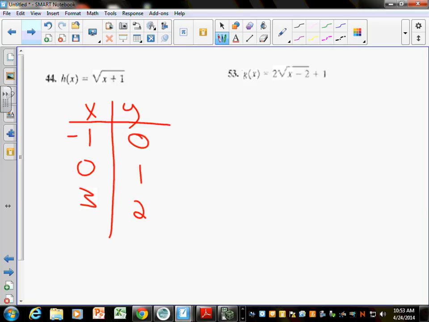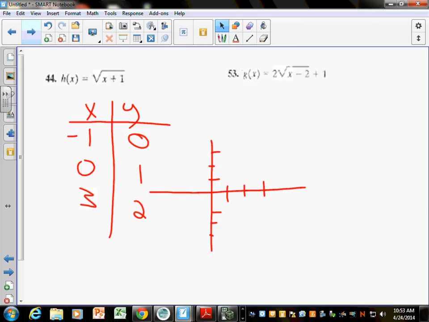Could you pick more points than that? You could, but if you know the shape, you shouldn't need to pick that many points. Negative 1, 0, 0, 1, 3, 2. Remember that that number underneath there means it's moved back 1 using transformations.